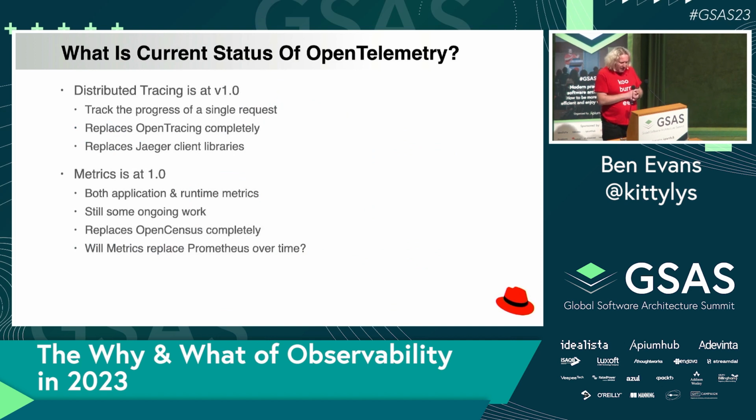The current status: distributed tracing and metrics are both at 1.0. OpenTracing is completely replaced and gone. The Jaeger client libraries are completely replaced and gone. OpenTelemetry is really the only game in town for tracers, which has a serious future. Metrics is at 1.0, both for application and runtime. There is still some ongoing work. There's still a little bit of annoying detail in that space of figuring out what the metrics mean.